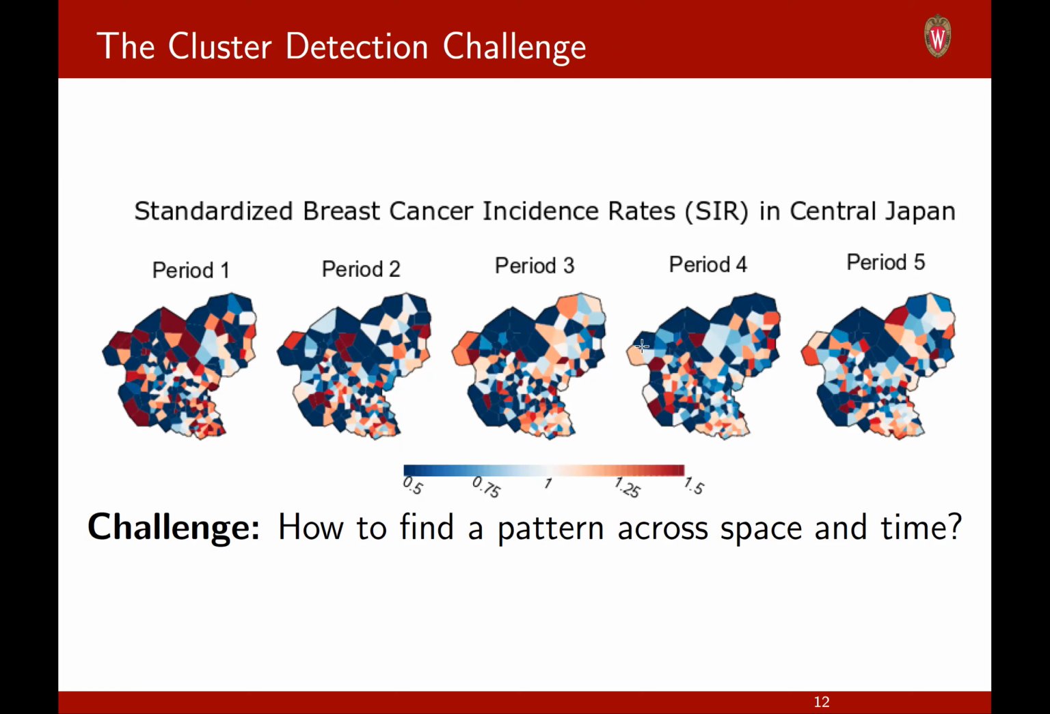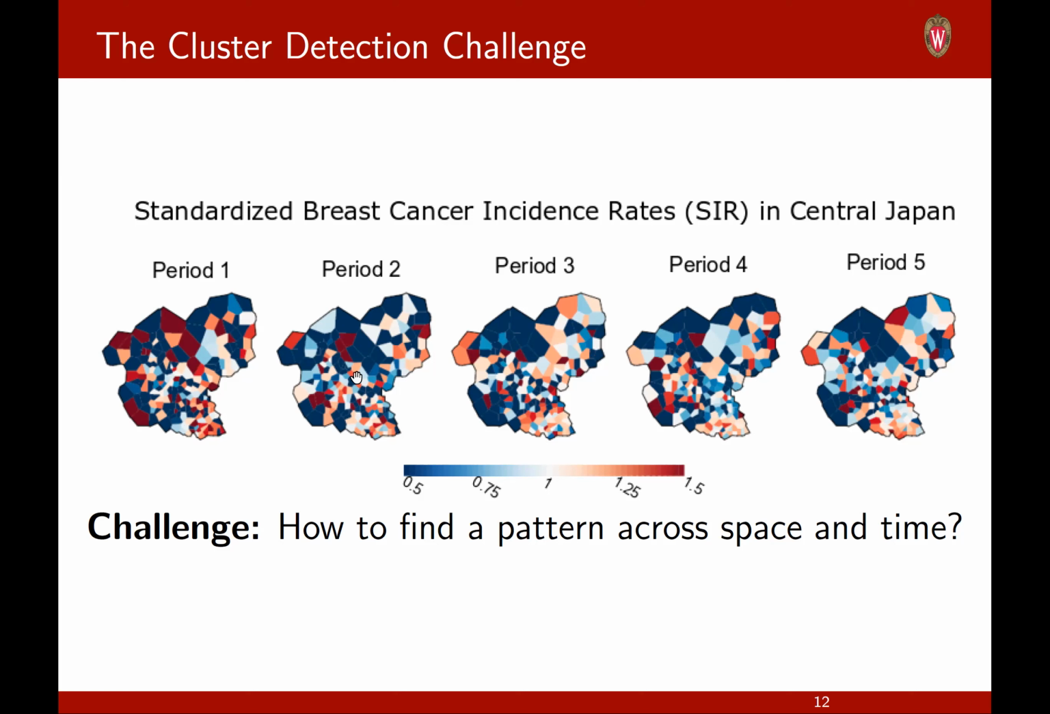So these are standardized breast cancer incidence rates for a small region in central Japan. And if we just look at a single time period, so looking at period 1, it's hard to really identify a clear pattern, right? So maybe there's something in the southern tip, maybe there's something in the top middle area. Some of these cells have an elevated relative risk.